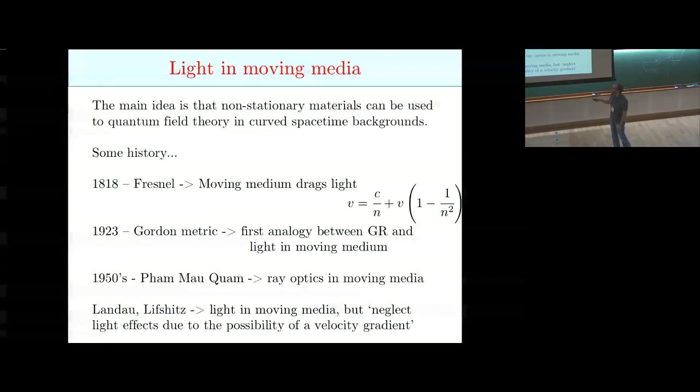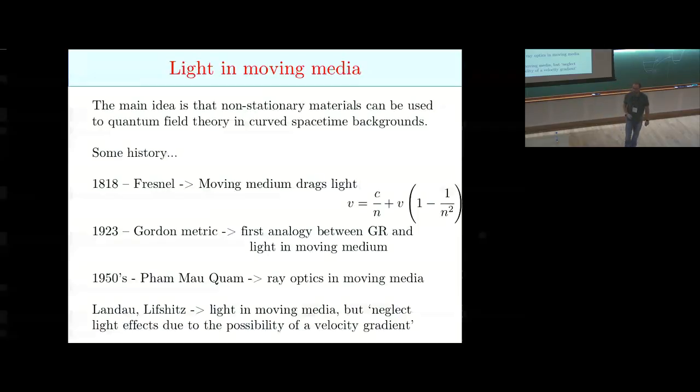Gordon, in 1923, derived what's called the Gordon metric. Here he was trying to draw an analogy between general relativity, so Einstein's equation, and light in a moving medium. He was actually looking at this the other way around. So I'm trying to use light in a moving medium to mimic gravity. He was trying to see if gravity could do the opposite, could somehow mimic how light behaves in a moving medium. And then in the 50s, for example, Pham Mao Quam started studying ray optics in moving media.